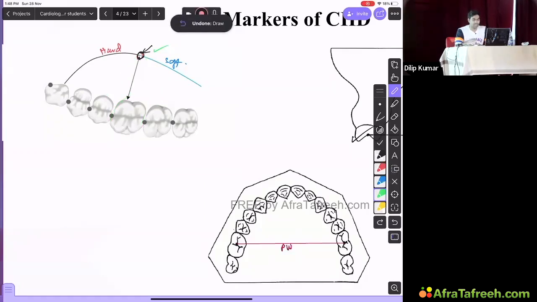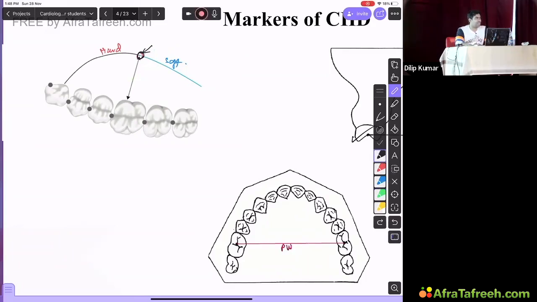But in this diagram, if you see, the distance between the premolar and the midpoint, the junction of the soft and the hard palate, is the shortest distance in this diagram. Because if I'm going to draw like this, it becomes long or short? Long. So they are saying it should be the shortest distance. That's another variation of the definition.